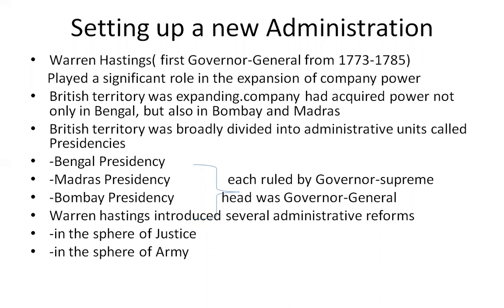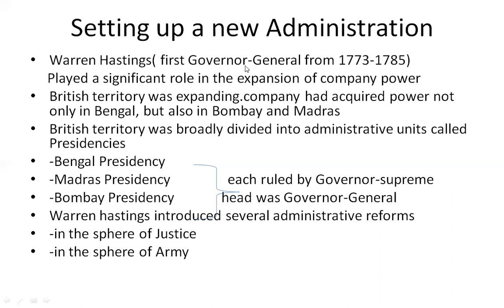The policies which they implemented helped them very easily to take over the territories, and then they wanted to change the system also. They believed that the Indians did not have an efficient court system, and in the sphere of the army also, there was no proper system earlier. So they wanted to change that system also. So this topic is setting up a new administration, meaning what kind of changes they brought in the administration.